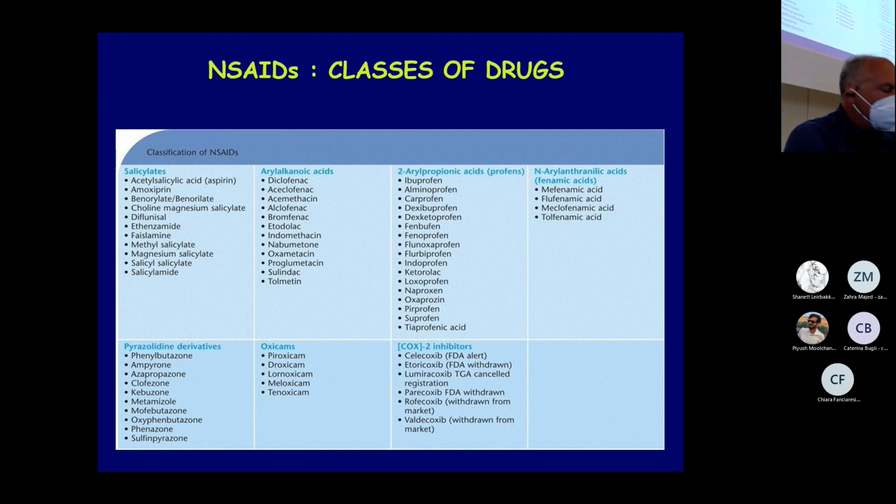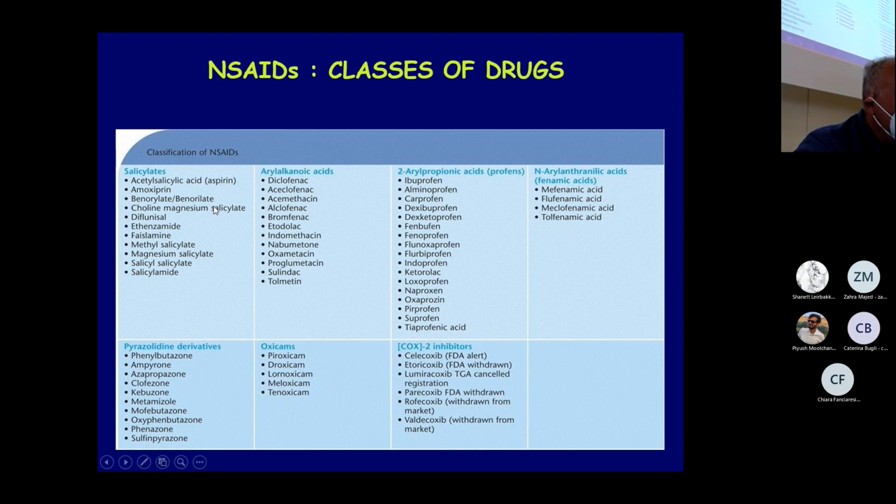During the last lesson, we have described the effects of the non-steroidal anti-inflammatory drugs. Now we'll see the chemical structure of the different families of this important group of drugs.